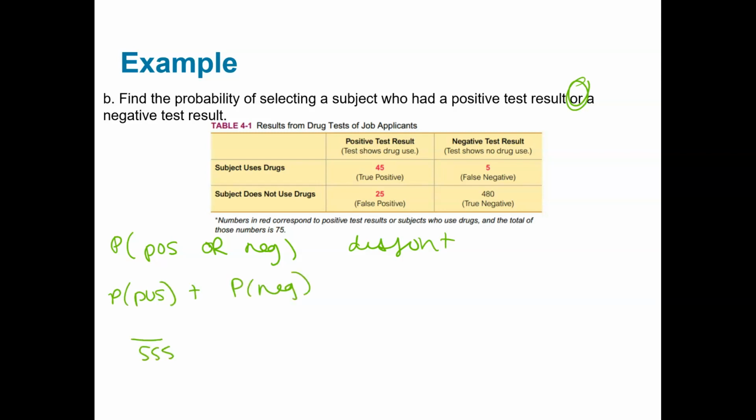Remember that our total isn't changing here. How many positives do we have? I believe that was 70 last time. And how many negatives? That would be 485. You guys might have an idea here based on last section. If we get 555 over 555, we get 1. It's certain you're either testing positive or negative.